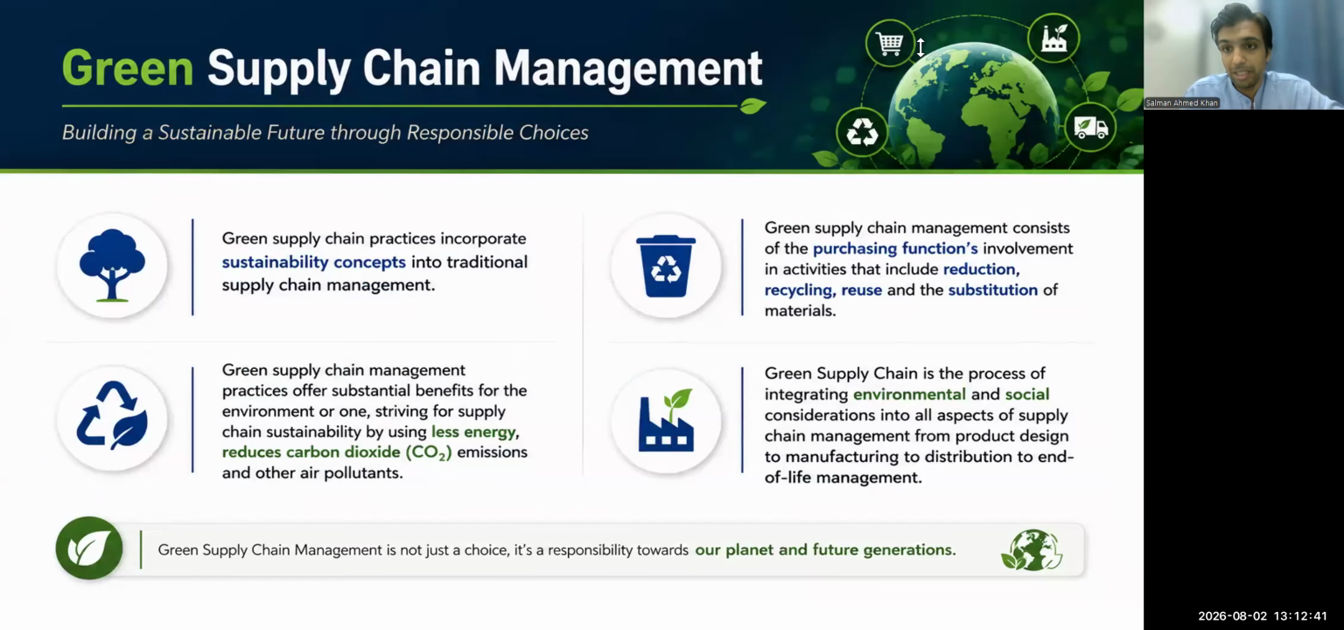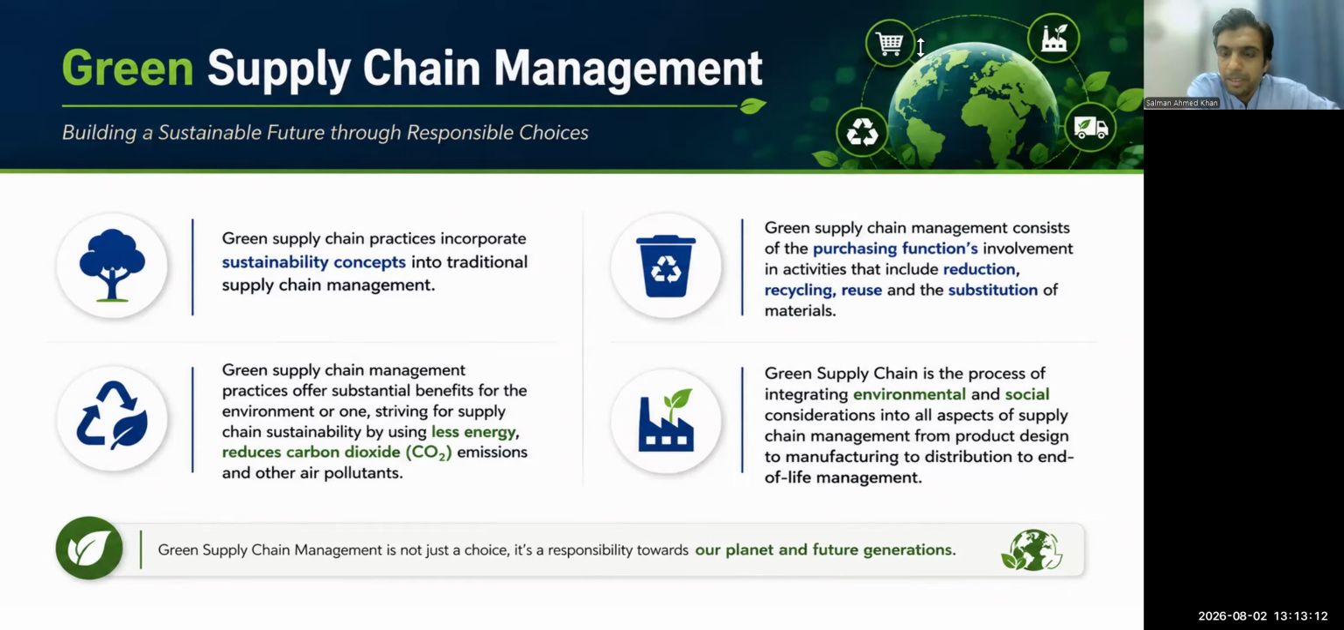Now, what is green supply chain management? Now, we should come to our actual point. I hope you got clarification and understanding of the basic definitions we heard about. It was necessary and essential to discuss them before moving towards the green supply chain management definitions and their structure. So green supply chain practices incorporate sustainability concepts into the traditional supply chain.